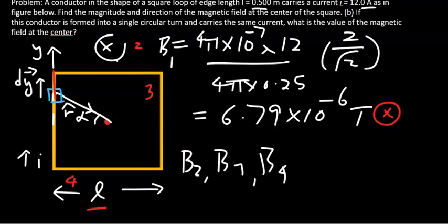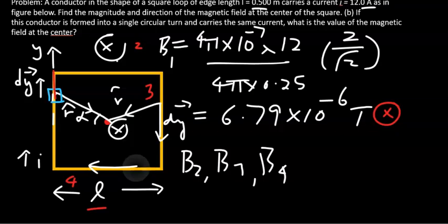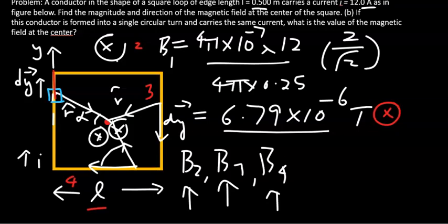What about section 3? The direction of the length vector is like that. R hat is like that. So when you cross from dy to, let's say, r hat, the direction of your thumb will still go into the board. And finally, section 4. The length vector is going that way. Let's say r hat is that way. When you curl your right hand fingers from dy to r hat, the thumb is going into the board as well. So the point is all these B2, B3, and B4 have the same magnitude and the same direction.